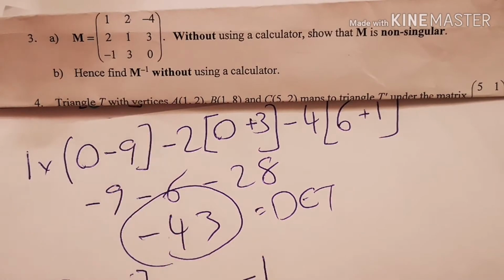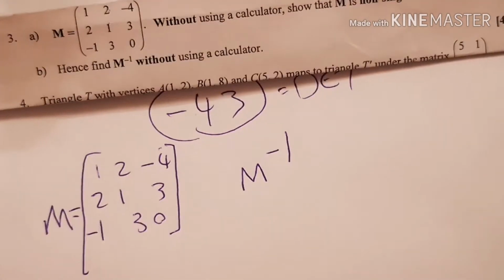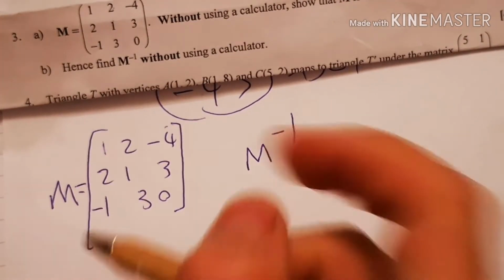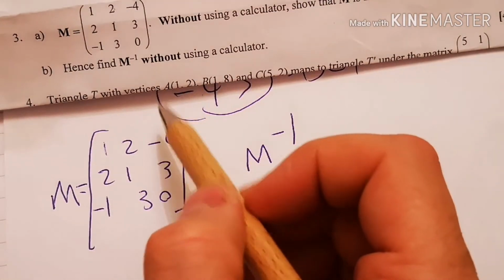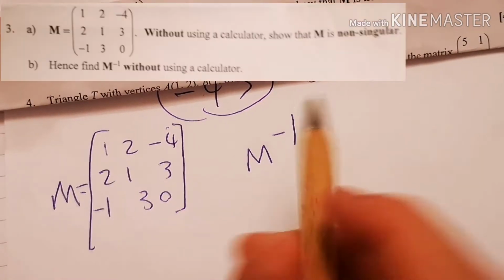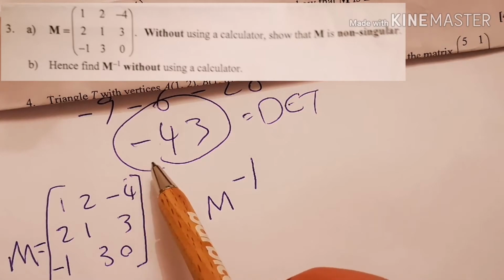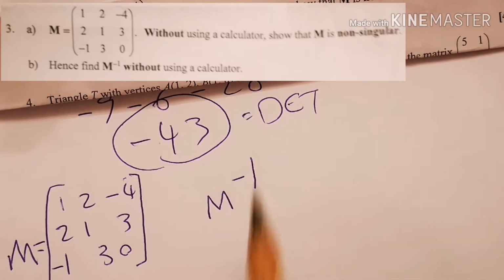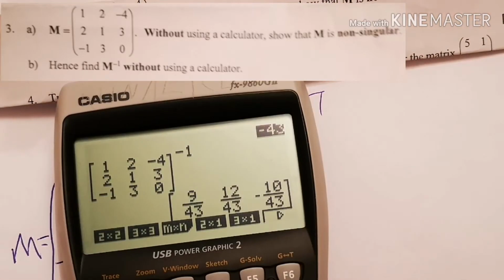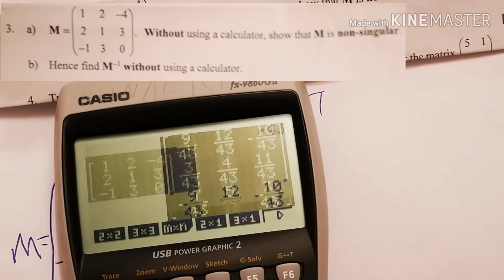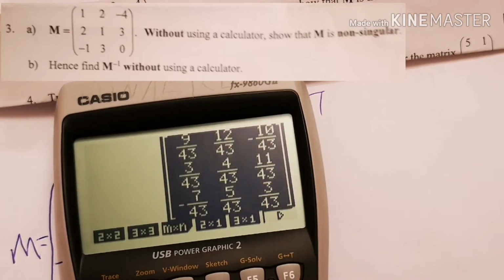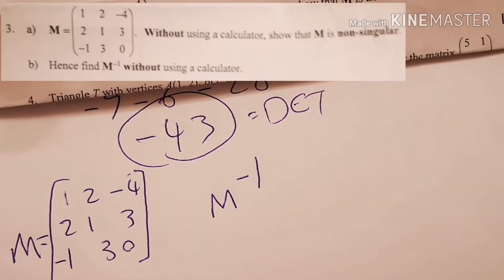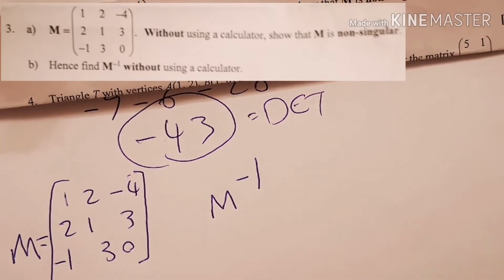Okay, so I've got this matrix here of 1, 2, minus 4; 2, 1, 3; 1, 3, 0. Without using a calculator, I'll find M inverse. We found out from the previous question that my determinant is minus 43. It's always a little bit easier to remember that you can just type this into your calculator and press equals, so I'm looking for this horrendous answer. But let's do it without the calculator, just as it actually asked me to do.